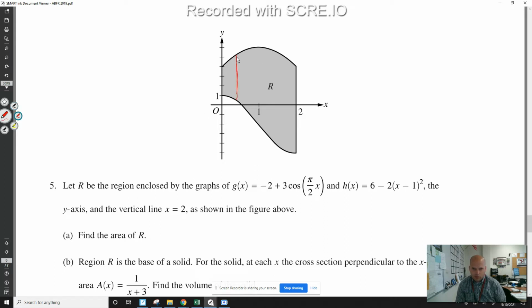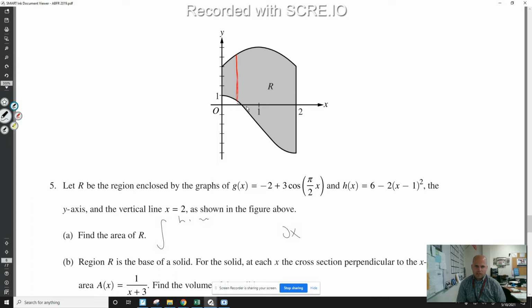Okay, so I need an infinite sum. It makes sense to do vertical rectangles. I remember it's an infinite sum of the height of the rectangle times the width. In this case, the width is very skinny, dx. The height of the rectangle is y top minus y bottom.